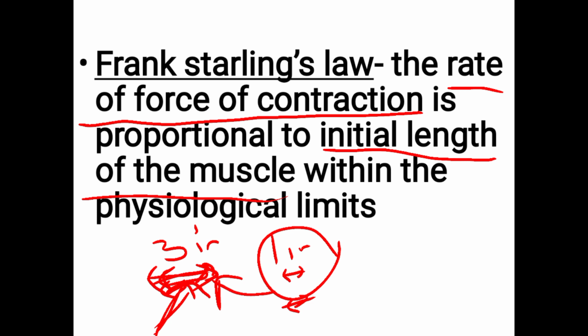Within the physiological limit, that means normally how much length will be there, that depends on the physiological limit. I will tell again. There are many factors which affect the systole and diastole, the contractility. In that, a law was developed called Frank Starling law. According to this, the rate of force of contraction is directly proportional to the initial length of the muscle within the physiological limit. Clear?